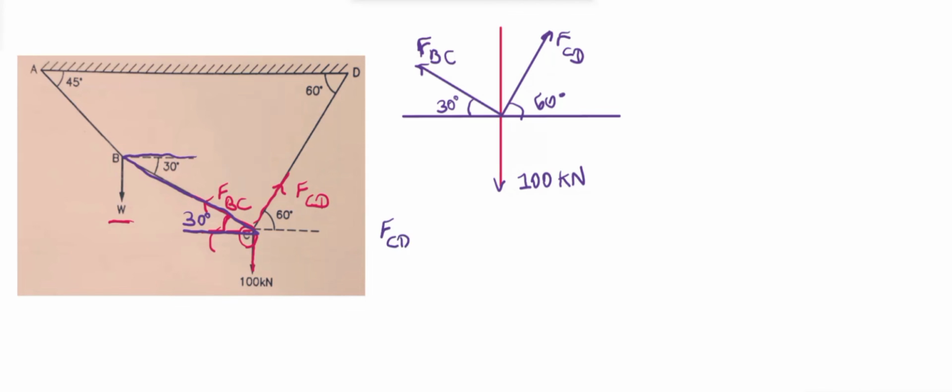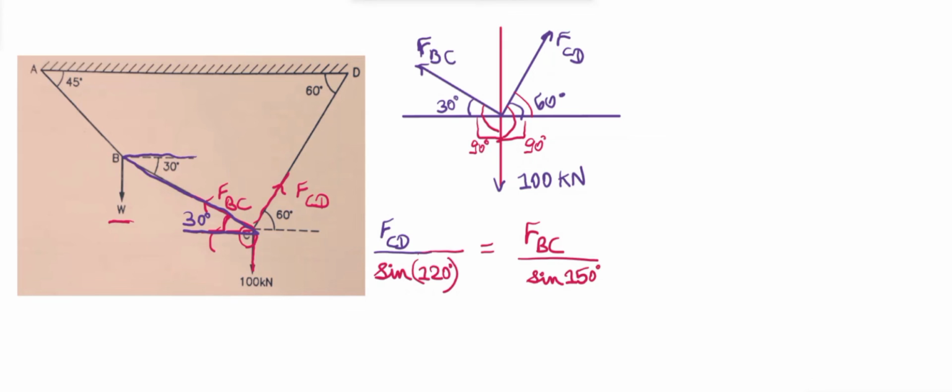For FCD, the opposite angle is this much. This angle is 90 degree and this is 30 degree, which is 90 plus 30, so it will be sine 120 degree. This will be equal to FBC upon sine. For FBC, this much will be the opposite angle. This angle is 90 degree and this angle is 60 degree, so it will be 90 plus 60, which is 150 degree. For 100 kilonewton, the opposite angle is between FCD and FBC, which will be equal to 90 degree. We'll just write this as 100 upon sine 90.